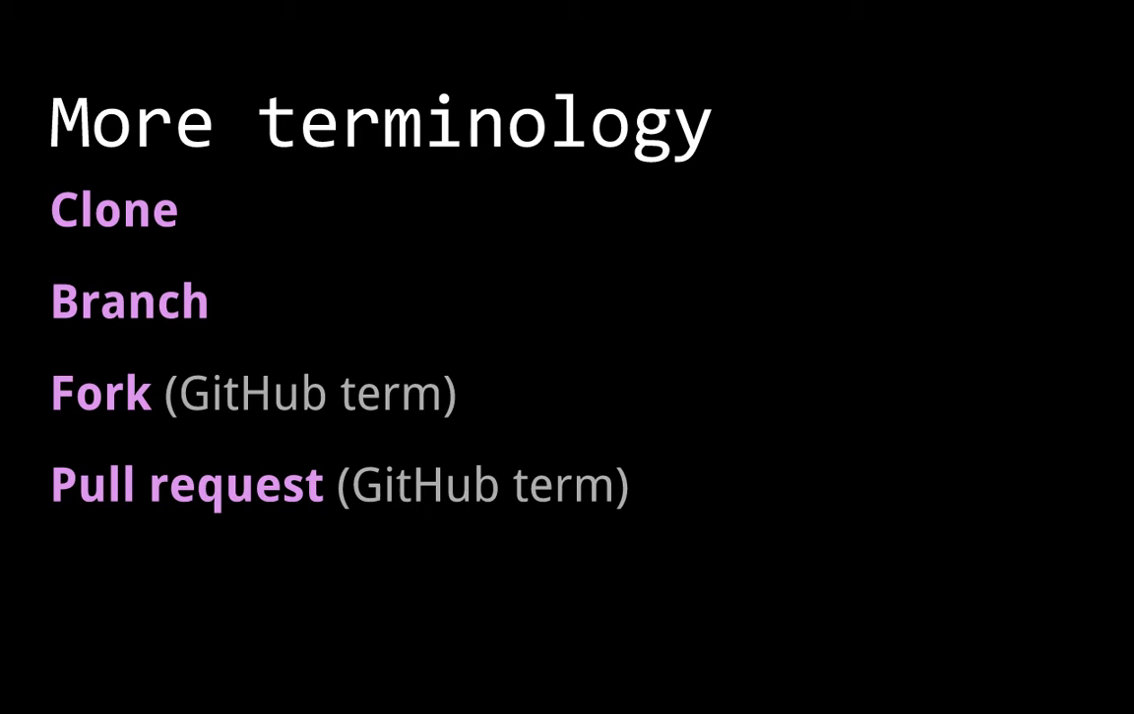Pull request, or PR, is another GitHub-specific term. It means submitting your changes in a forked repository to the original repository, which is the preferred way of adding your contributions to open source projects. Note that your contributions do not automatically get added in. It's up to your collaborators to review, approve, and merge them.